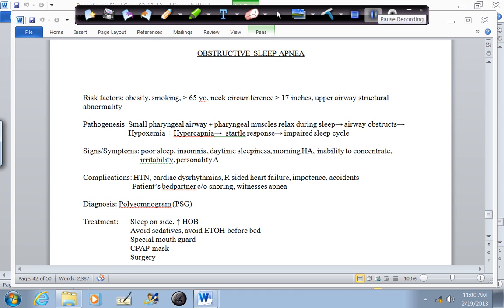BiPAP is spelled B-I-P-A-P, and those people get a little burst of extra pressure at the end of each inhalation as well as at the end of each exhalation. It fits very tightly, and it tends to keep the airways open. Patients hate them quite often because they sort of feel like they're being slapped in the face. So there's a lot of problems with compliance. And then, of course, surgery. Sometimes they will widen the airways, get rid of tonsils, that kind of thing, to make the airway wider.